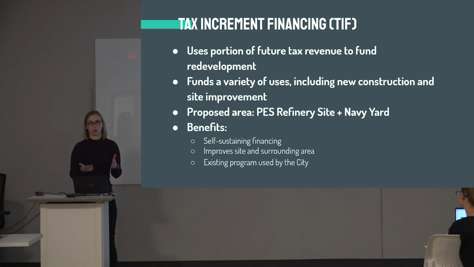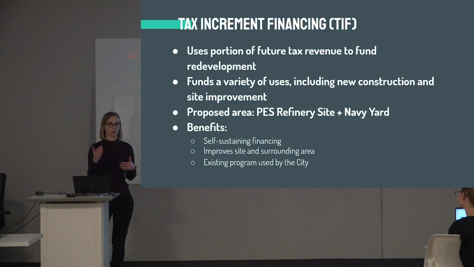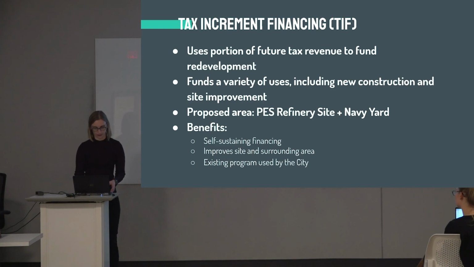So to give an example, if I own a house in the TIF district, and the year that the TIF district is established, I'm paying $100 in property taxes that year. The next year, if my property taxes go up to $120, that $20 increase is the tax increment. That's the portion that would go toward funding the project. That base amount of $100 would stay with the city and the school district.